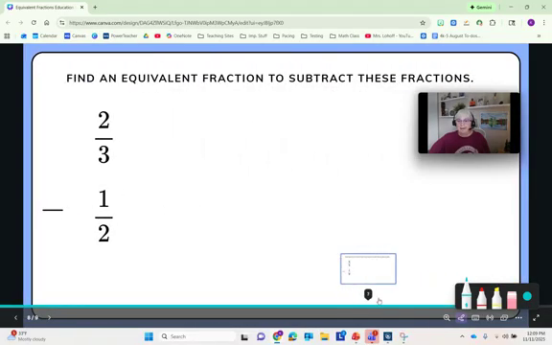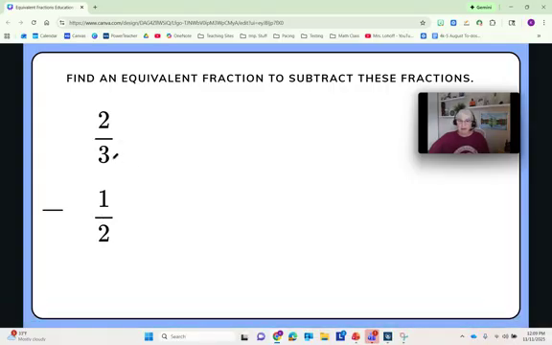One more practice. We have 2/3 minus 1/2. Our denominators are different. We can't subtract, so we have to form equivalent fractions with a least common multiple. The least common multiple for 3 and 2 is 6.